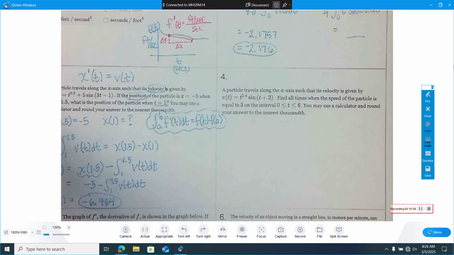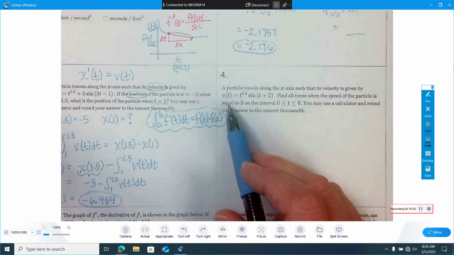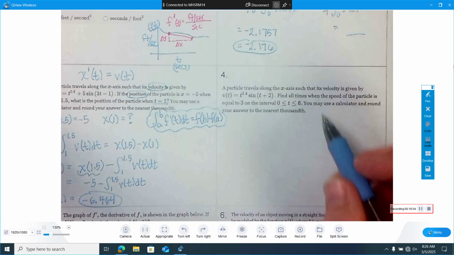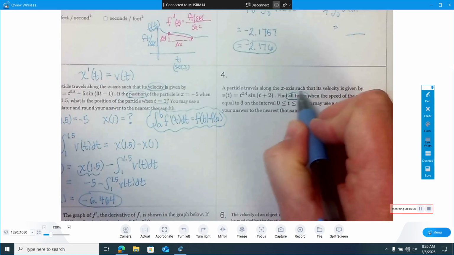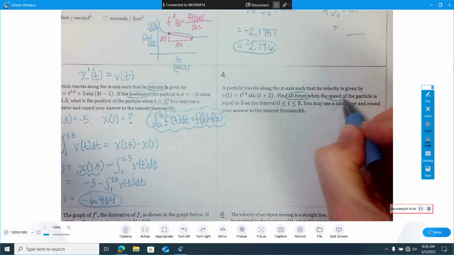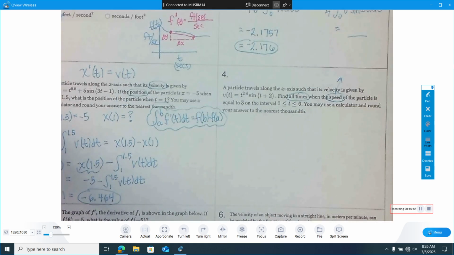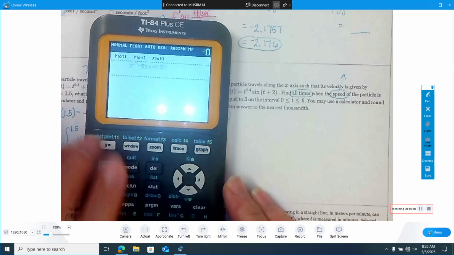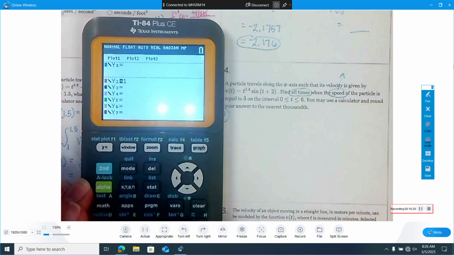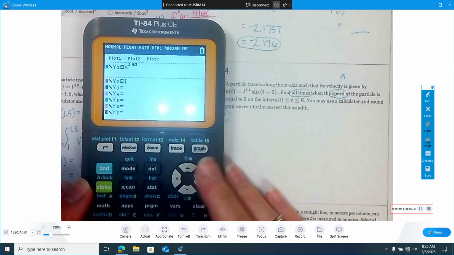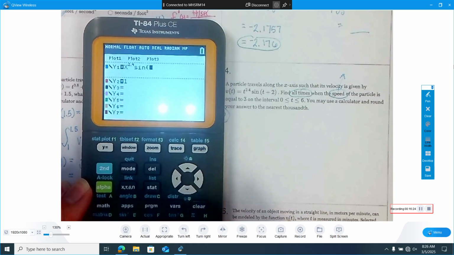Number 4, a particle travels along the x-axis such that its velocity is given by another big crazy velocity equation. Find all the times when the speed, speed. Like we're looking at a velocity curve, maybe we should look at it. Let's go ahead and type it in. x to the 2.4, sine of t plus 2.